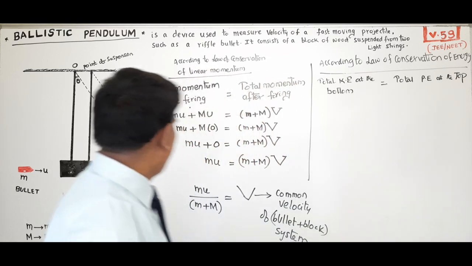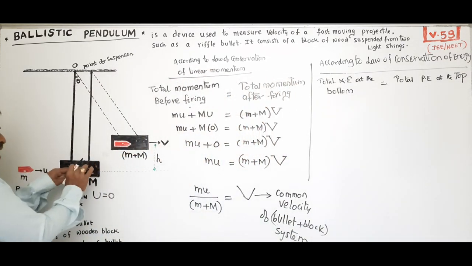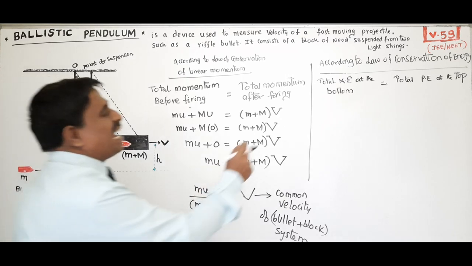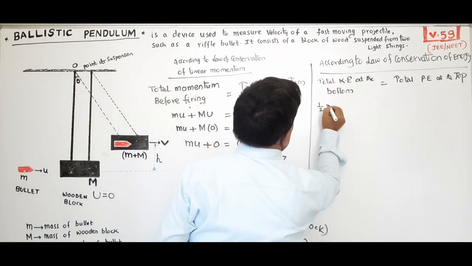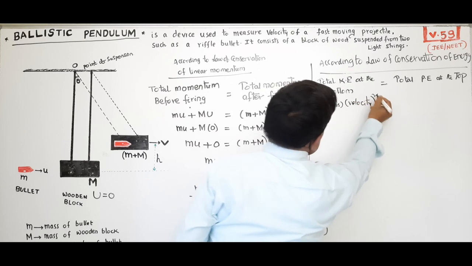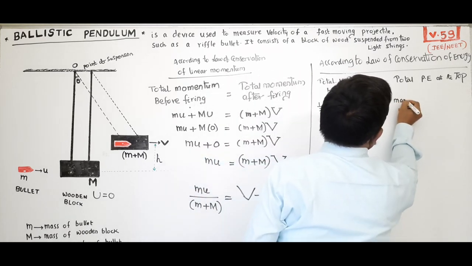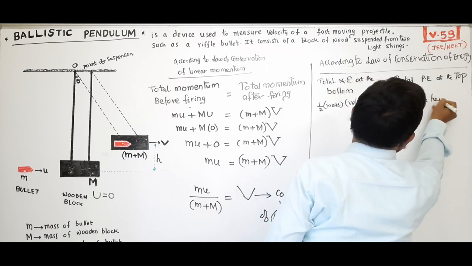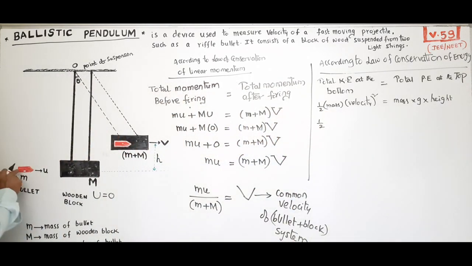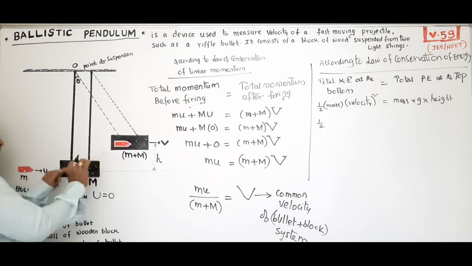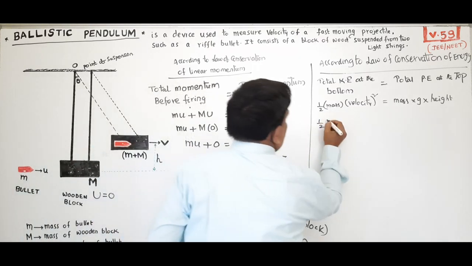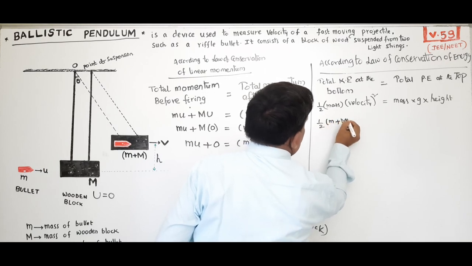Now please listen. Here, when the bullet strikes this wooden block, the bullet gets embedded inside, and both are moving. You have to take both the masses. Kinetic energy formula is half into mass into velocity square. Potential energy formula is mass into g into height. Now, half into mass: mass means the mass of the bullet plus the mass of the wooden block.